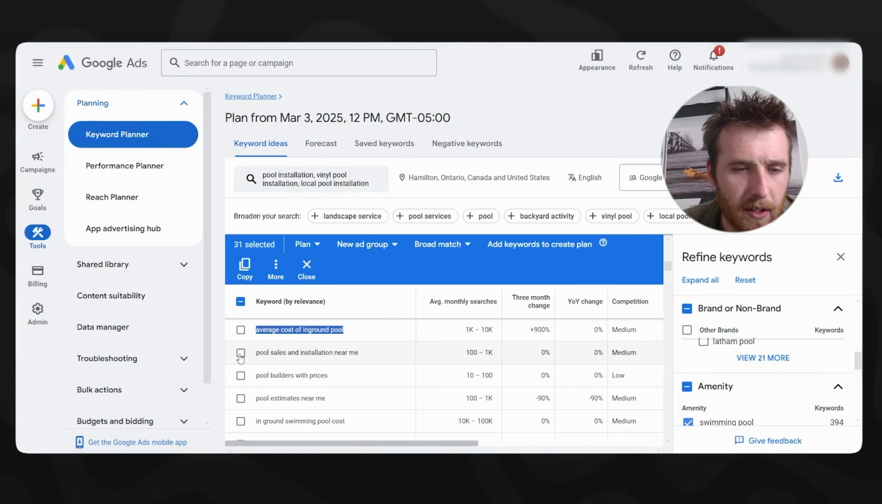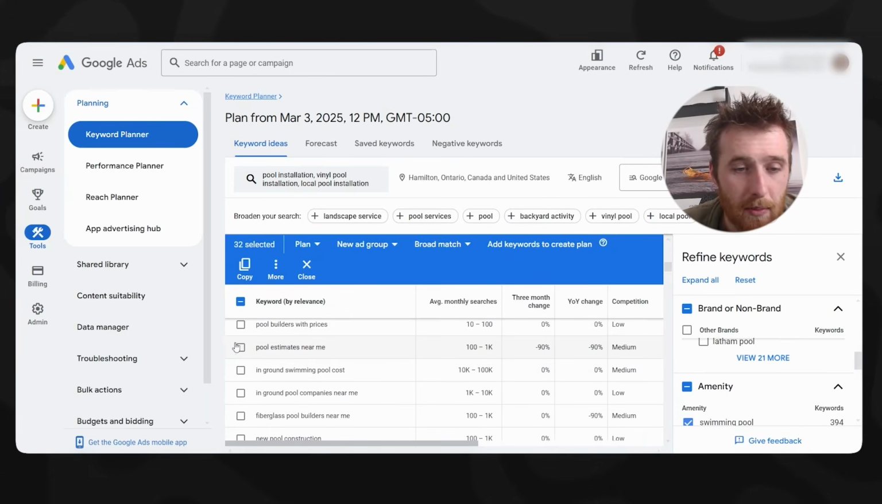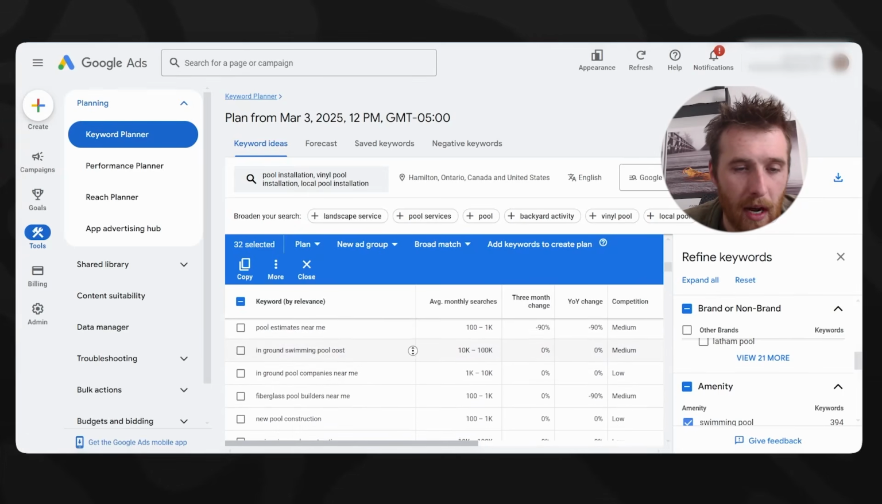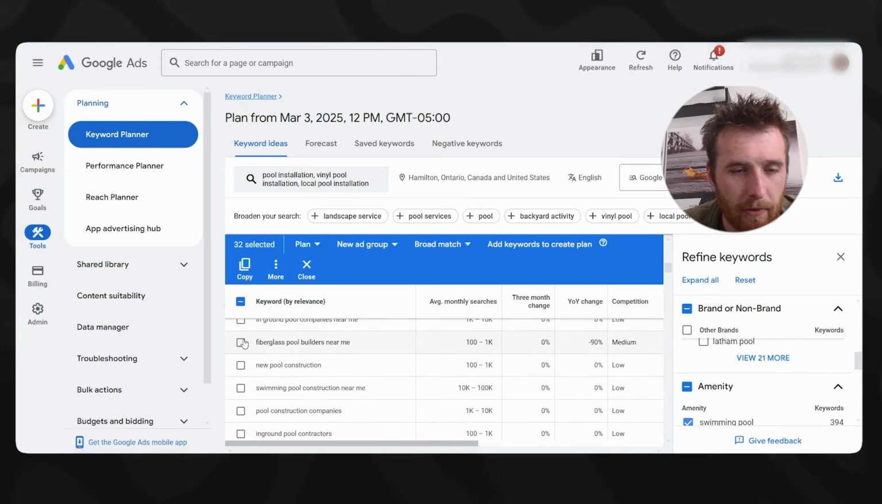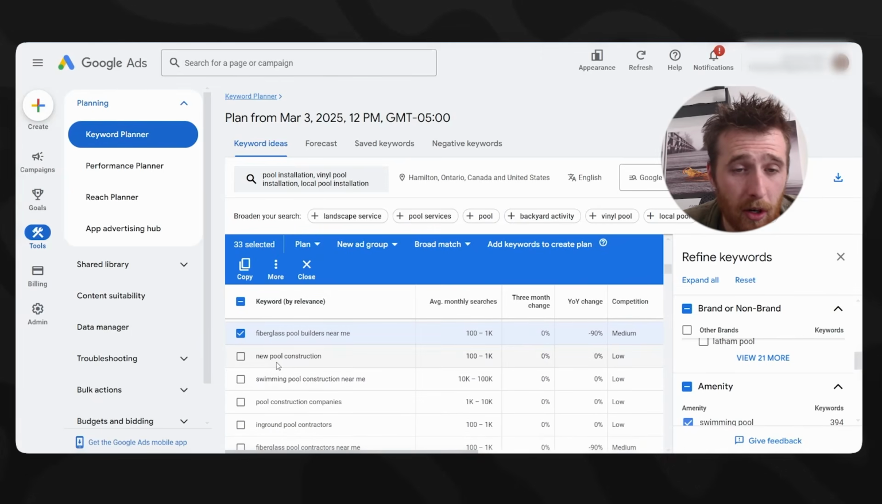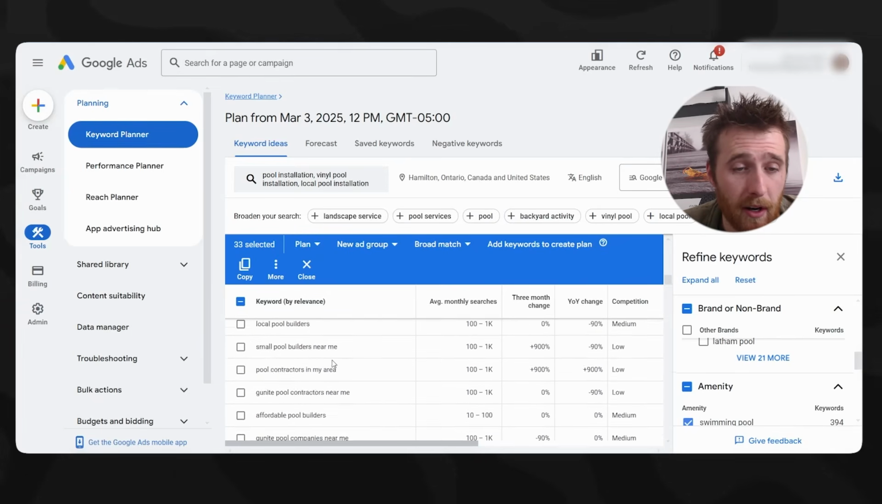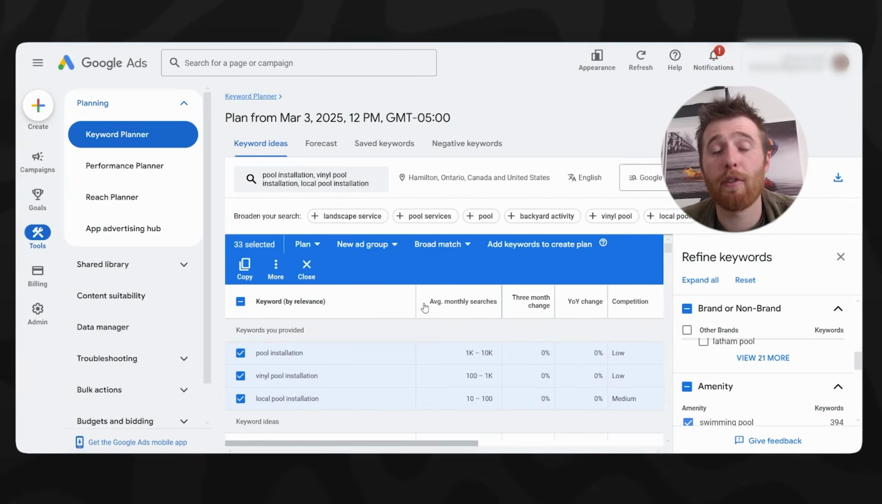Pool sales and installation near me, that's good. Pool estimates near me, that's quotes, cost. That could be its own ad group. I'm looking at what else? Fiberglass pool companies. And essentially what we're going to do is go all the way through here and find out all the great keywords for us. For the sake of time, I don't want to bore you all to death.